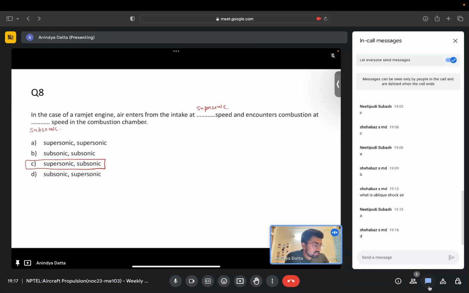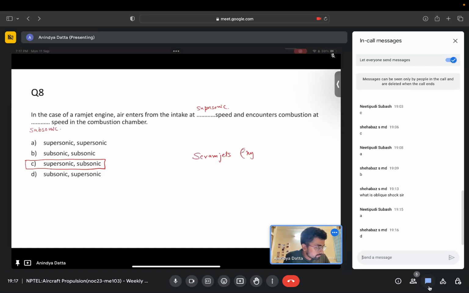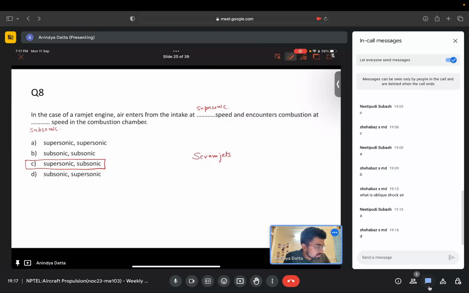That is for a ramjet engine. When you have scramjets, you have generally supersonic, or generally hypersonic speed at intake, and the combustion is also supersonic. So that is the main difference between the scramjet and ramjet.